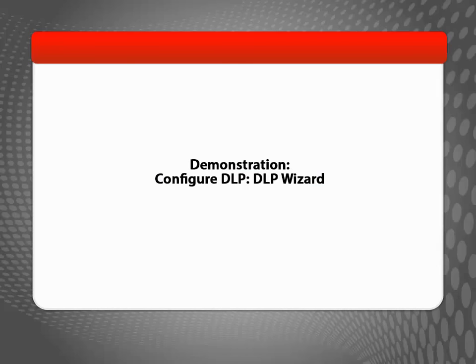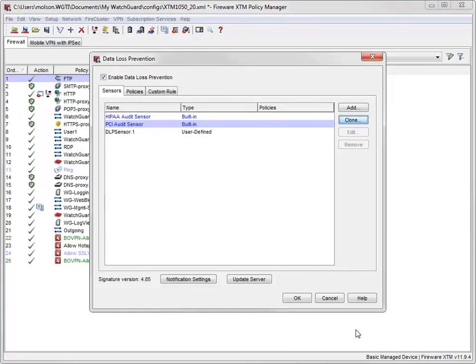Imagine my company wants to make sure employees aren't sending out confidential company information, intentionally or accidentally, but the built-in DLP sensors don't exactly meet the company's needs. The solution? Create a new sensor from scratch. I'll start in Policy Manager, navigate to the Data Loss Prevention dialog box, and then click Add to start the Data Loss Prevention wizard. The wizard will create the sensor and help enable the DLP sensor for several proxy policies. If a policy doesn't exist, the wizard can create it.